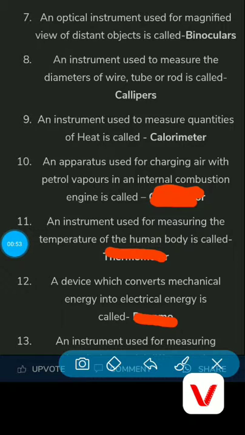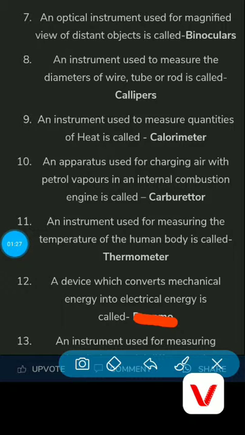Then question 10, an apparatus used for charging air with petrol vapors in an internal combustion engine. Okay, charging air with petrol vapors in an internal combustion engine is called a carburetor. An instrument used for measuring the temperature of human body is called, I think it's a very simple answer, a thermometer. Then 12th question, a device which converts mechanical energy into electrical energy.